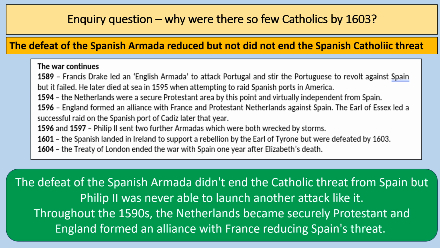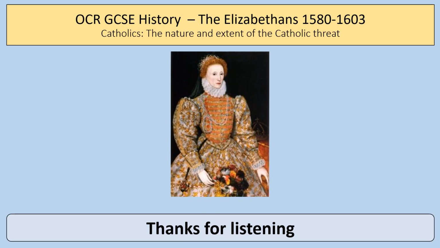So in terms of the big question about why there's so few Catholics, well, the defeat of the Spanish Armada was crucial in reducing the Catholic threat from Spain, but it didn't end the Catholic threat from Spain. But Philip II was never able to launch another attack like it. Throughout the 1590s, the Netherlands became securely Protestant and England formed an alliance with France, reducing Spain's threat. Okay, so that completes that key question.